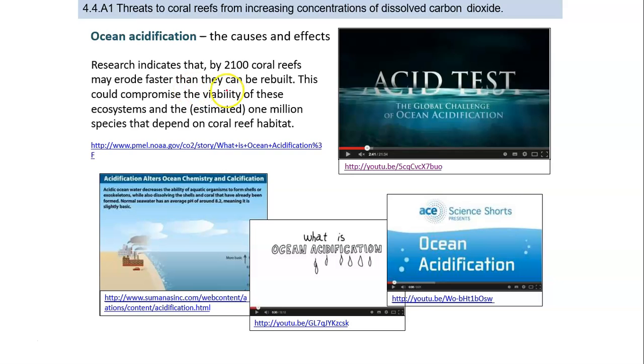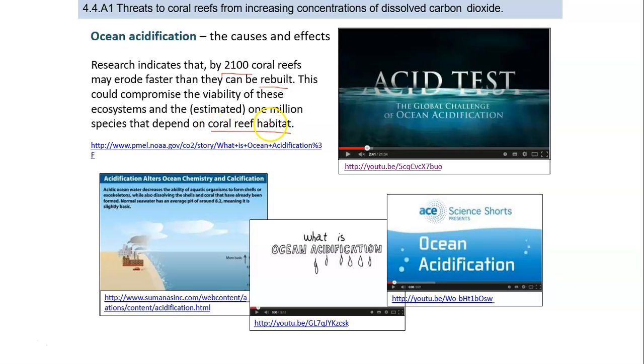Research indicates that by 2100 coral reefs may erode faster than they can be rebuilt. This means that we will lose a lot of ecosystems related to coral reef, and this could compromise the viability of these ecosystems. And they estimated 1 million species that depend on coral reef habitat.